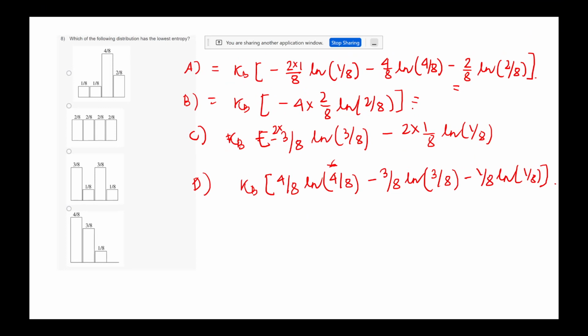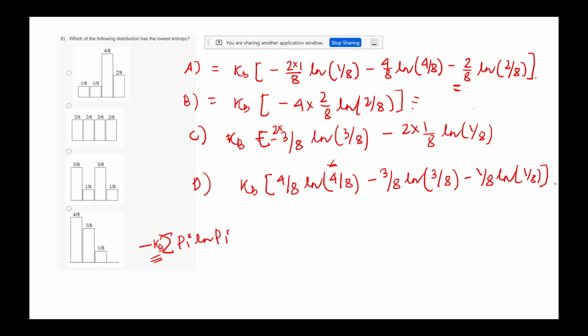rephrasing the problem. So you know the formula: this is minus the sum of pi ln pi, where pi is the probability for each distribution, and then whatever we get we have to multiply with kB, Boltzmann's constant. For the first option, what is the value? What is the value coming?